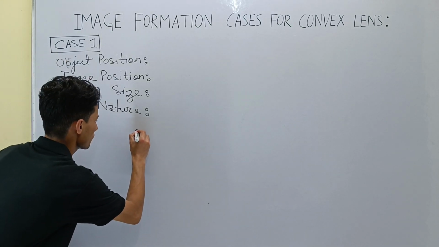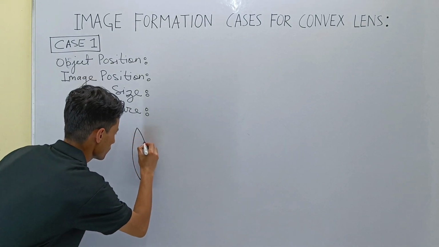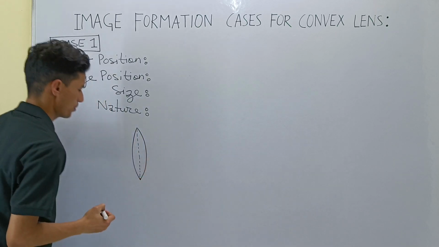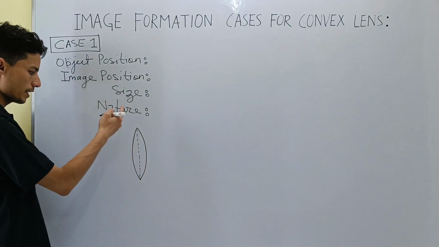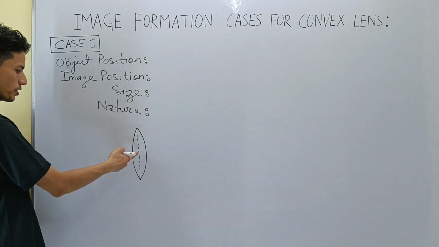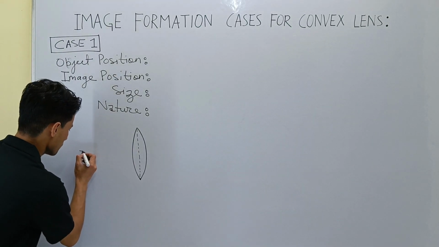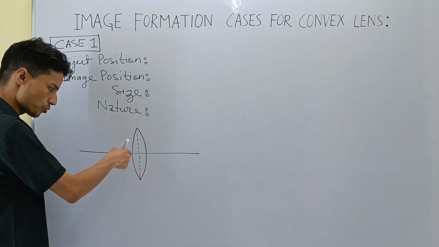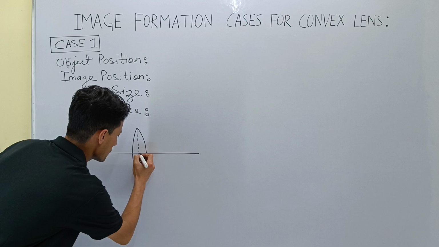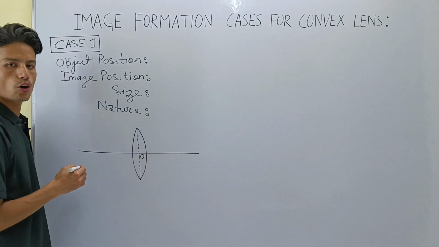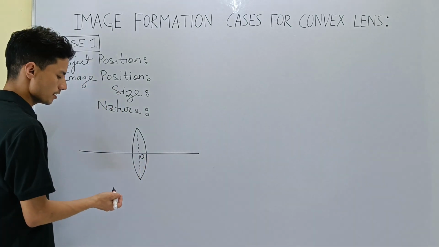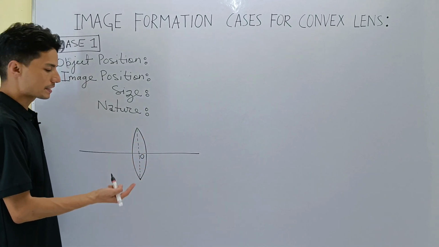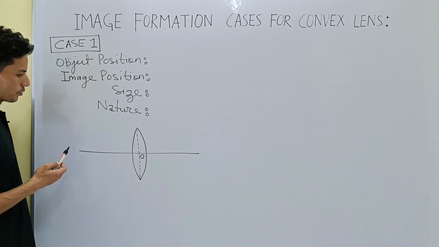For case 1, the ray diagram will look like this. We draw the convex lens, and we do not forget to mark the aperture. This is the aperture. It is very important; in the exam, do not forget to label the aperture. Then this is the principal axis, which passes through the center of the lens and also through the center of the aperture. The center of the aperture will be marked as O, for optical center. In a mirror this is P, the pole, but for lenses it is the optical center, O.